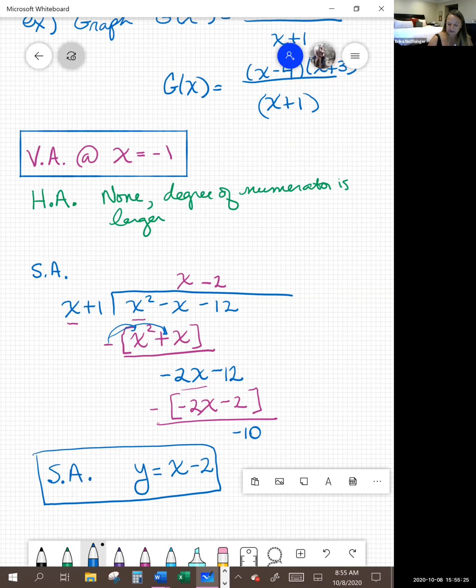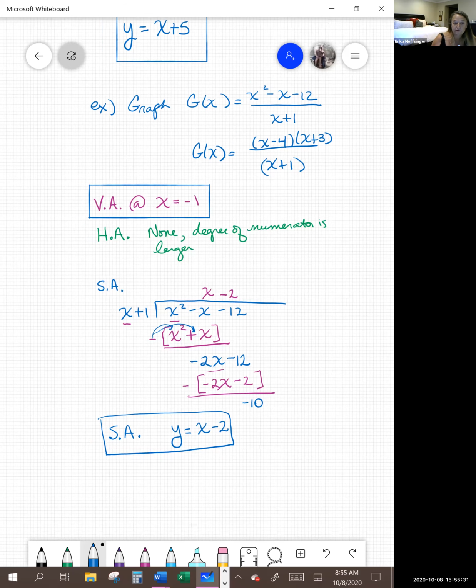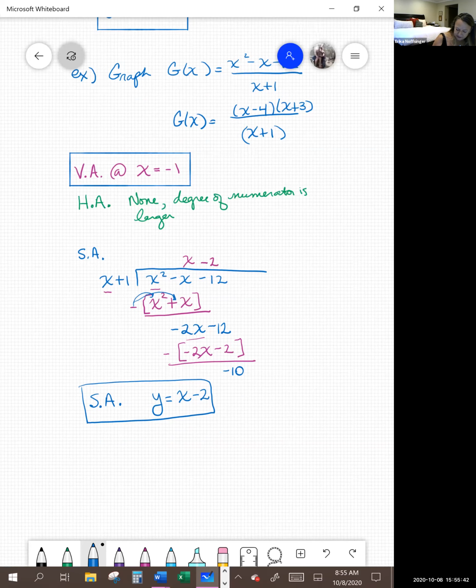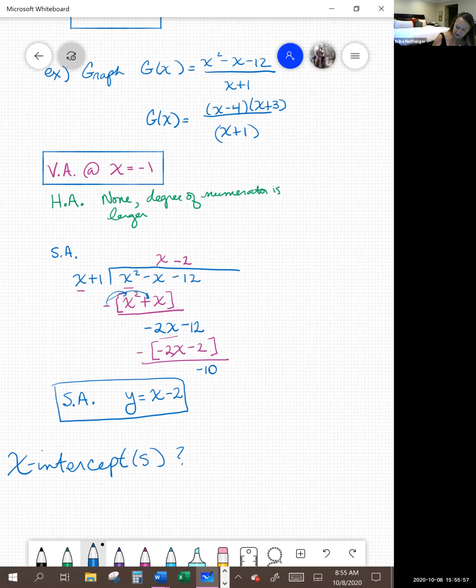Okay, so now intercepts. Intercepts are also helpful. We already factored. When you're looking for the x-intercepts, it's when the numerator is equal to 0. We don't have to worry about the denominator. So x-intercepts. I'm looking at when my y value is 0, this is equal to, I'm going to put it in the factored form, x minus 4 all times x plus 3 all over our denominator x plus 1.